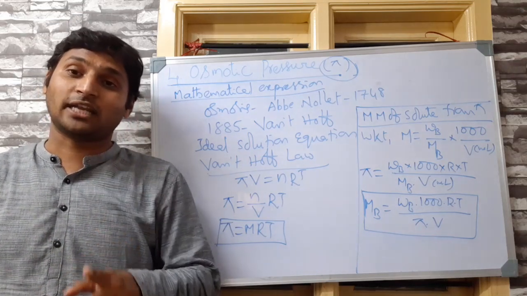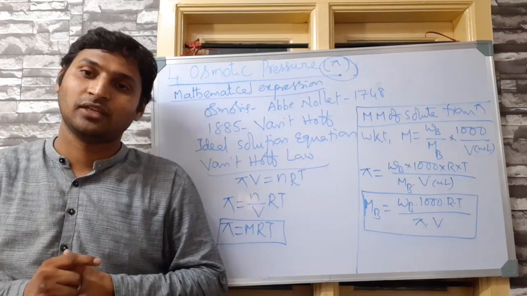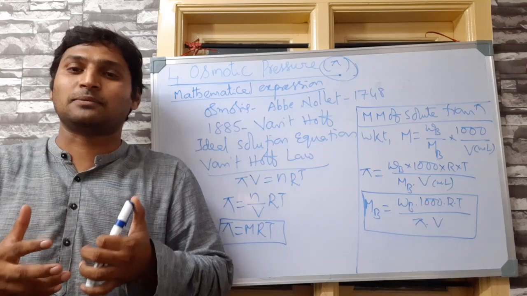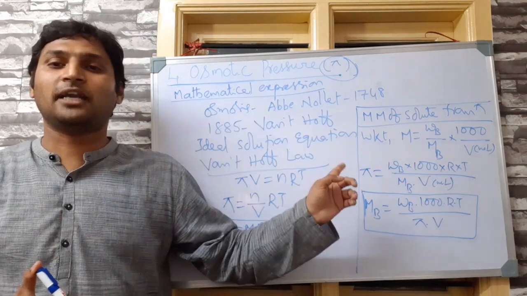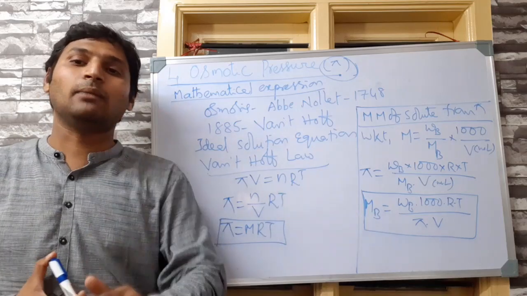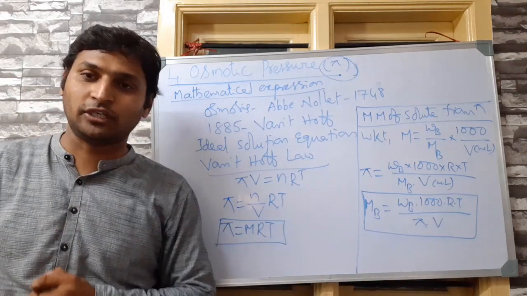Whereas osmotic pressure can be determined at room temperature itself. You need not heat. There is every chance these substances degrade easily when you heat them. Because osmotic pressure is determined at room temperature, it will be convenient to determine, and from the value of osmotic pressure, it will be convenient to determine their molar mass.